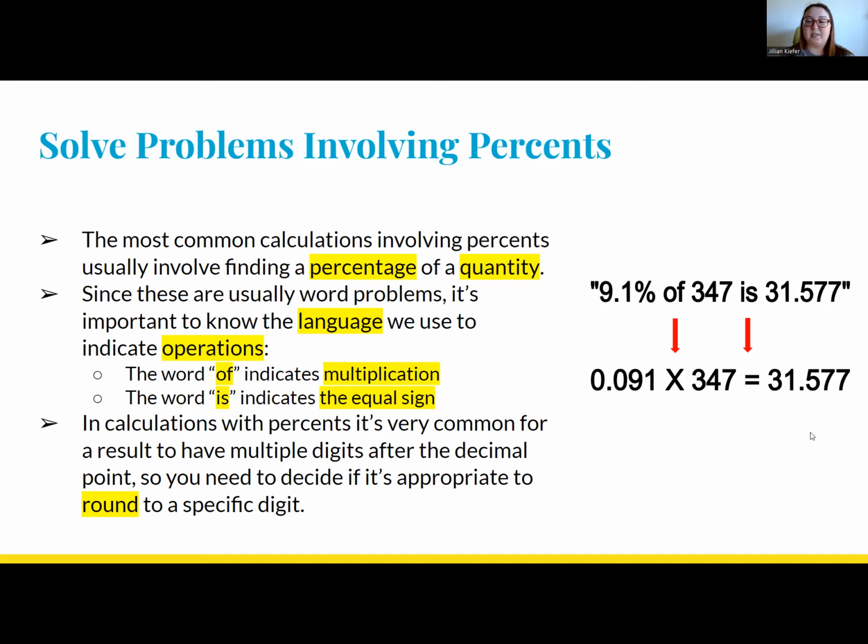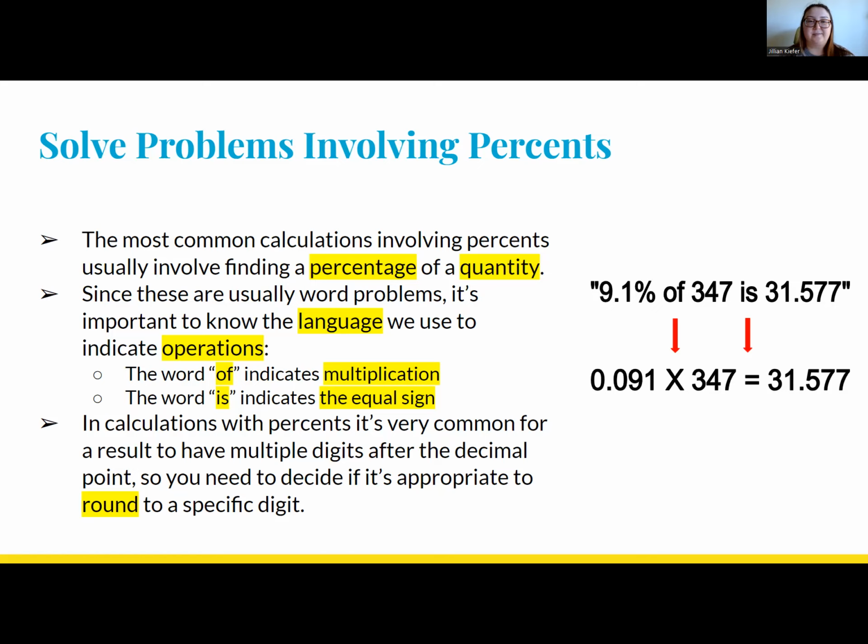In calculations with percents, it's very common for a result to have multiple digits after the decimal point. So a lot of times you need to decide if it's appropriate to round to a specific digit or not, or if you're just told to round. A lot of the times we're not told to round when it comes to money, because the smallest thing you can have in money is a penny. A penny corresponds to 1/100th, which would be 1 cent, which is also a 2 decimal spot. So 2 decimal places for money. Other than that, you'll probably be indicated on how many decimal places to round to.